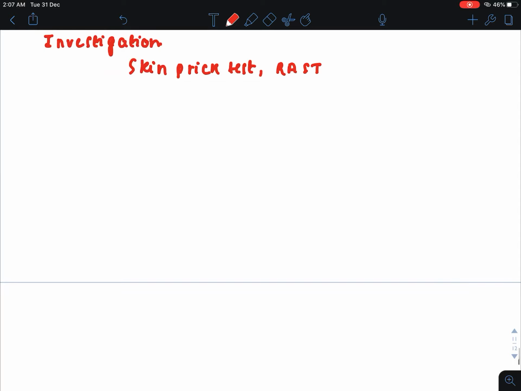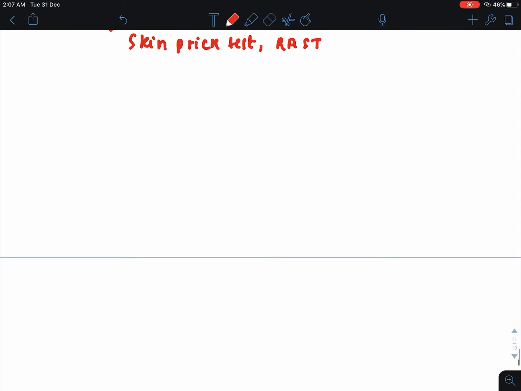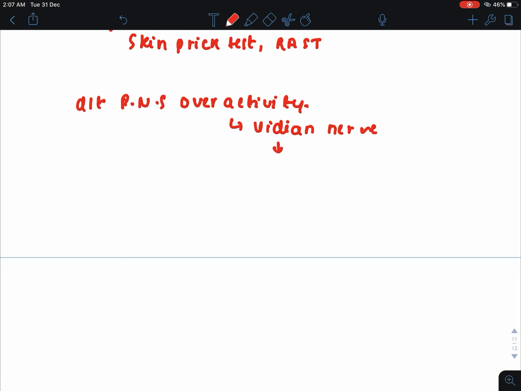So how does this vasomotor rhinitis occur? It is due to parasympathetic nervous system overactivity, because of the involvement of the vidian nerve. It causes vasodilation and therefore congestion occurs.